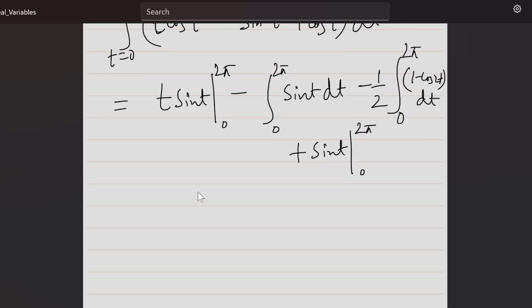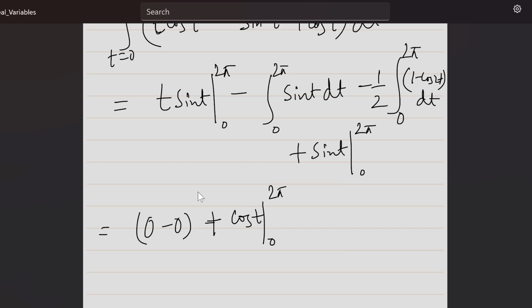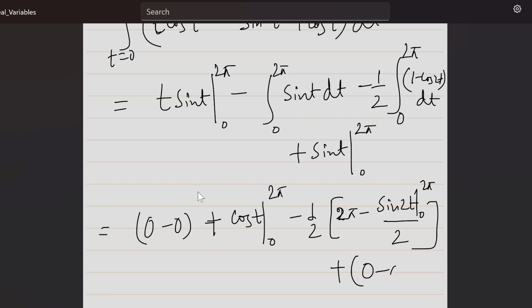So what is, okay, sin 2 pi is 0, and at 0 it is already 0. So 0 minus 0 for the first one. Now the integral of sin t is minus cos t. So I'll put minus cos t from 0 to 2 pi, minus half, t is 2 pi, minus the integral of cos 2t, which is sin 2t by 2, again from 0 to 2 pi. So it will be 0 only, since sin of 2 pi is 0 and sin 0 is 0.